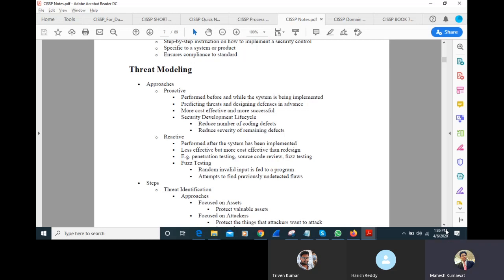We have some approaches available: threat modeling. So what is threat modeling about? The approach is proactive and reactive, okay? So the proactive approach is basically performed before and while the system is being implemented, predicting threats and designing defense in advance. It is more cost effective and more successful. The security development cycle reduces the number of coding defects and reduces the severity of remaining defects.